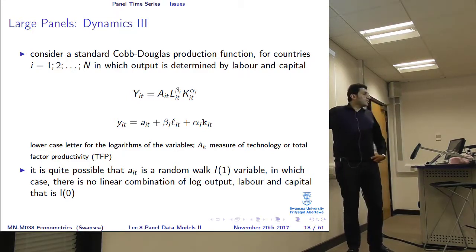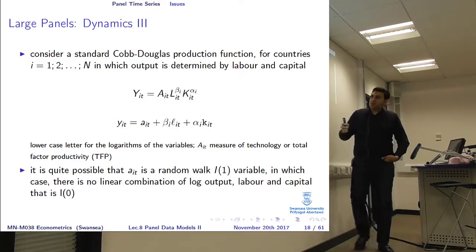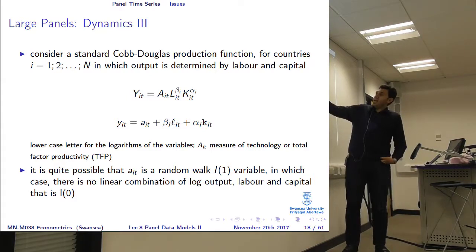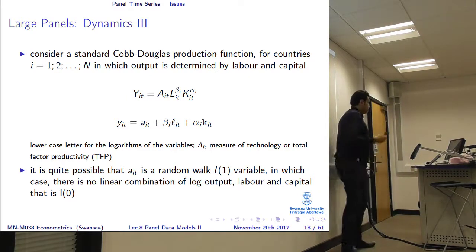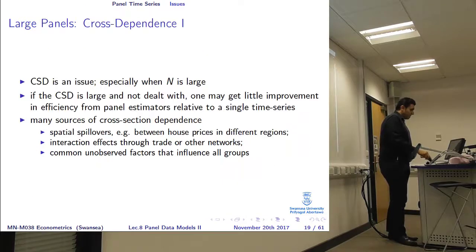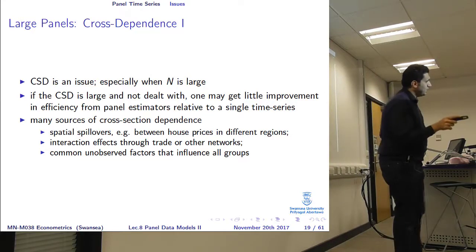So how would we estimate this? We explained this in lecture two. If you take the log of both sides, you change this to a model that is linear in parameters. This is the logarithmic function, and if you look at the parameters here, beta i, alpha i and A i, they are all linear. So it is quite possible that there is no linear combination of log output, labor and capital that would make this A be I(0). But again, it's something you can debate. The next issue you need to think of, so first you need to think of heterogeneity and dynamics.